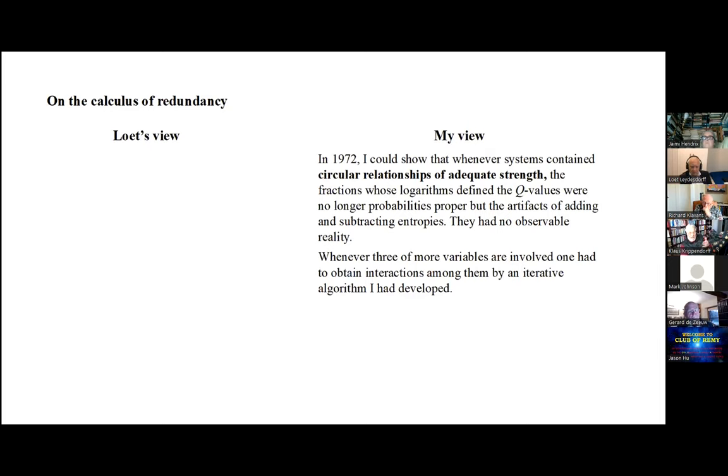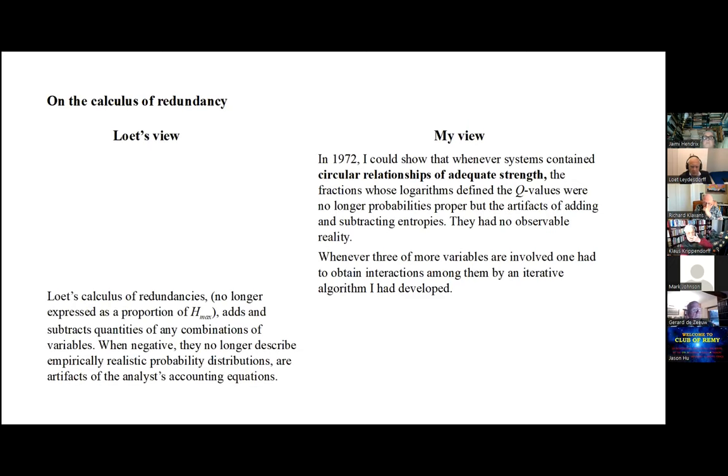So can you go back next? So I think, to me, the calculus of redundancy, and by the way, he also changes the definition of redundancy as relative to the total, to the actual numbers, and adds and subtracts quantities in any combination. And I think when they are negative, they no longer describe empirically realistic probability distributions. And in fact, I don't think they make sense to me.